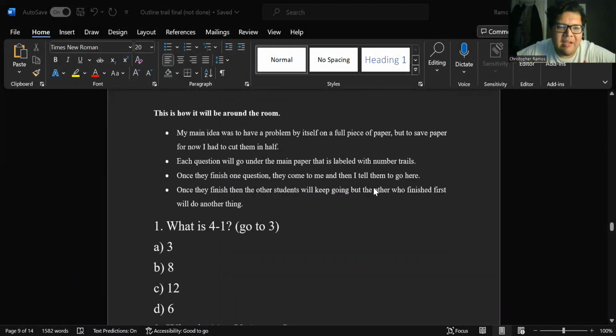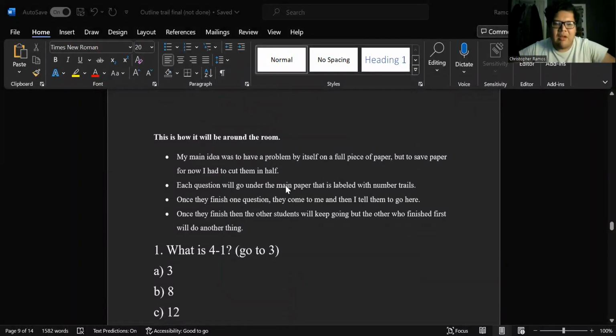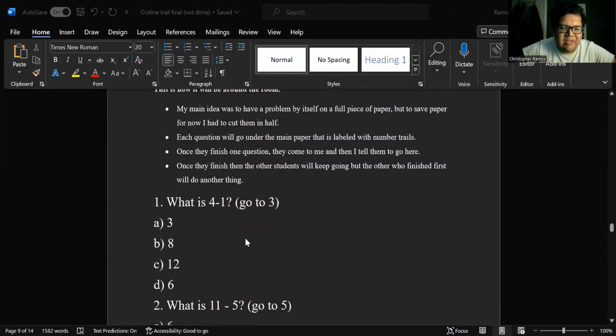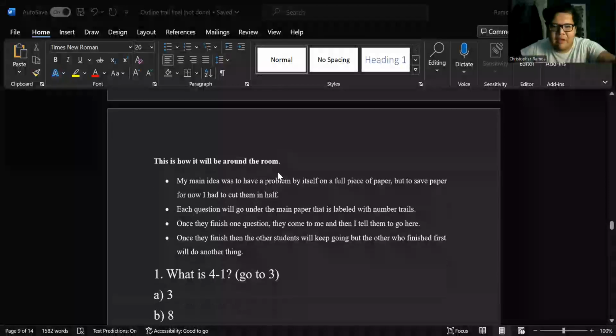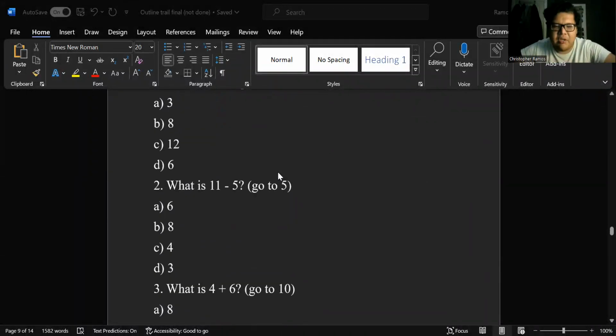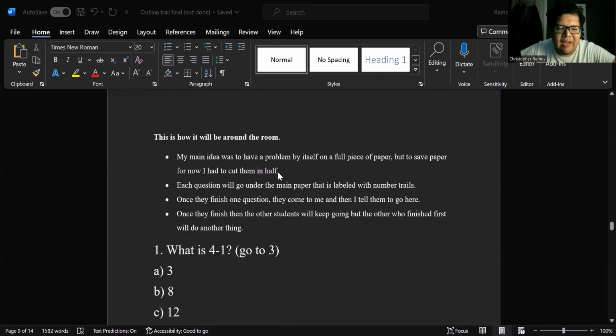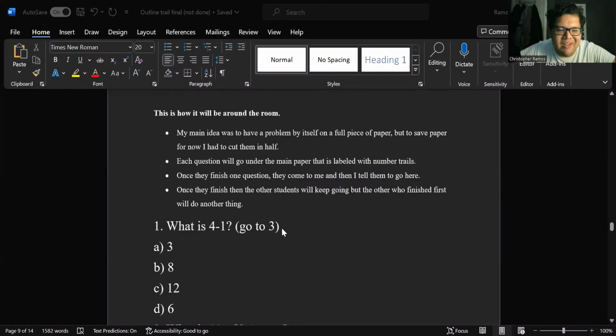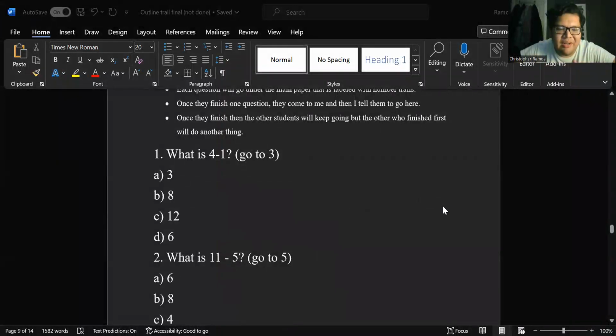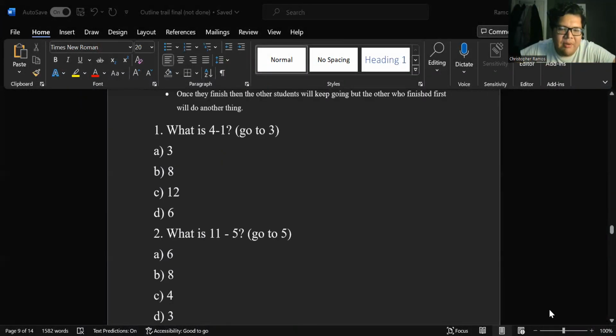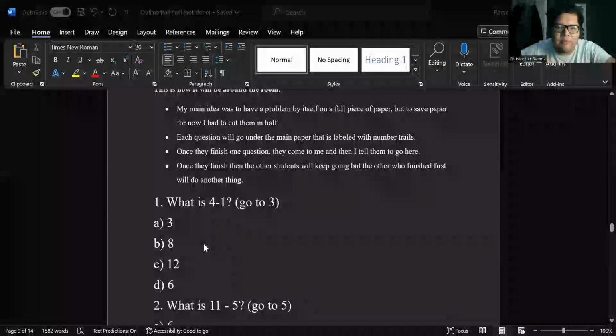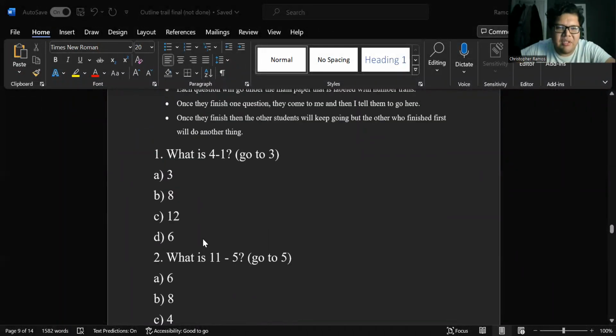My main idea was that I want the problems, like number one for example, to be on a full page, like on a Word document, just the one question. But I didn't want to waste too much paper printing at the library, so for this final, I just cut them in half. In a regular classroom, I would want to have each problem on one big piece of paper, a normal piece of paper, and then it will go under the trail number. And so that's what I basically wanted to do here.